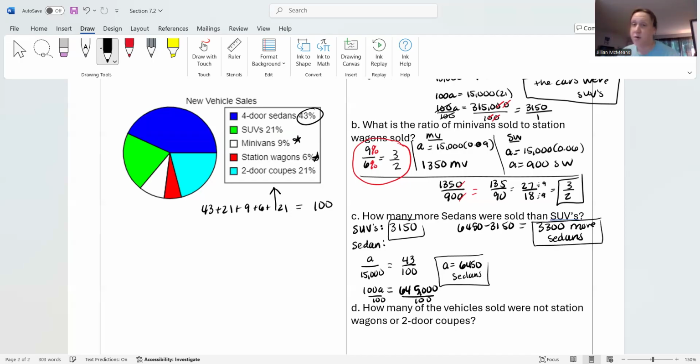Okay, now there is another way you could do this. You could take the percentages. We know that we had 43% for sedans and 21% for SUVs, so we could take 43 minus 21, so that's going to be 22% more sedans. And then you could take your 15,000, multiply it by 22%, and we get 3,300. So this is your shortcut method here.